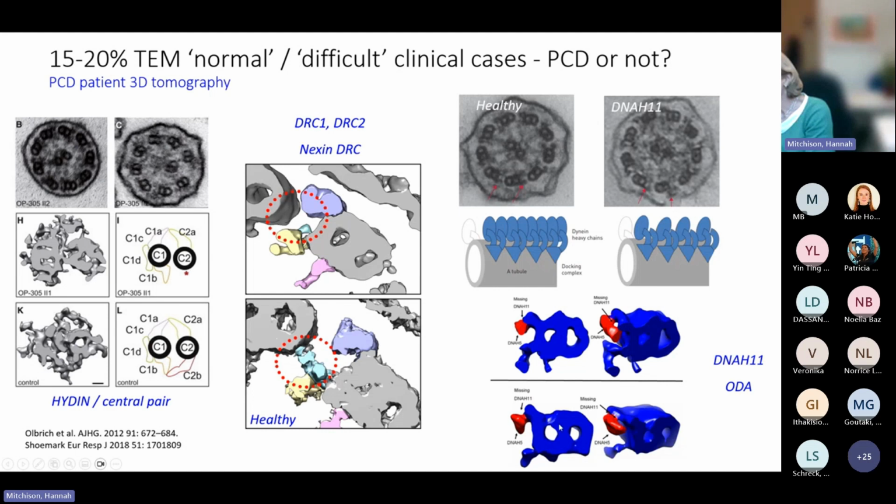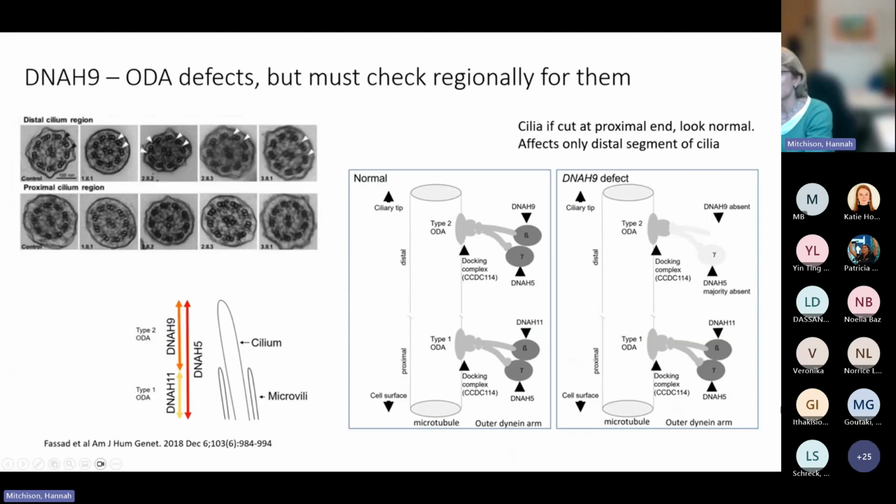So these are control 3D images, and DNAH11 in a control is... when you're missing DNAH11, I haven't shown the control yet, what you get is a kind of hole in the arm, but when you look at the sideways view, it just looks quite normal because it's sort of hidden by the presence still there of DNAH5. So this structure doesn't look that much different from that structure, and you have to do tomography to find that out.